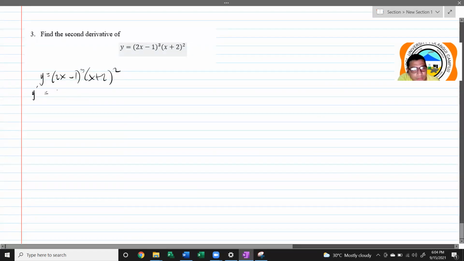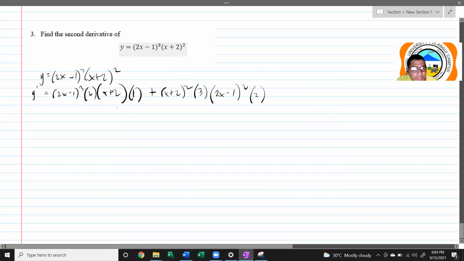So we have first (2x minus 1) cubed times the derivative of the second, which is 2 times (x plus 2) times 1. Now plus, let's write the second, (x plus 2) squared times the derivative of the first, 3 times (2x minus 1) squared times 2. Now, as you can see, there are common factors of these two terms. So let's just factor it out. What are the common factors? We have 2 and we have (2x minus 1) squared. What else? We have (x plus 2).